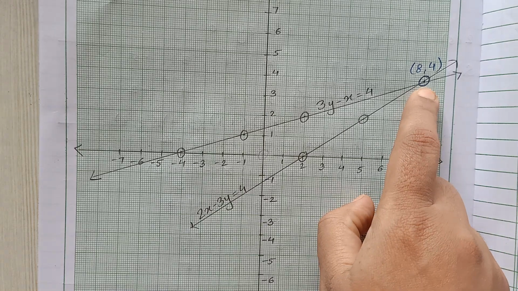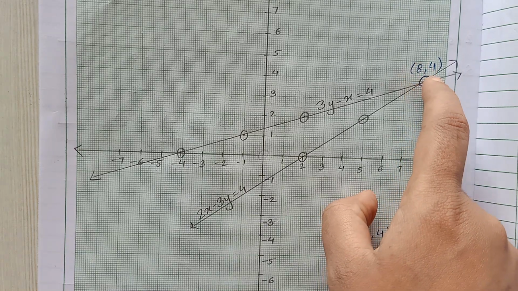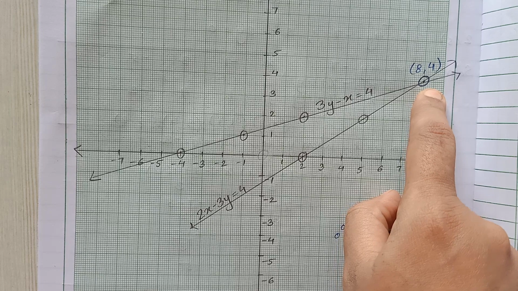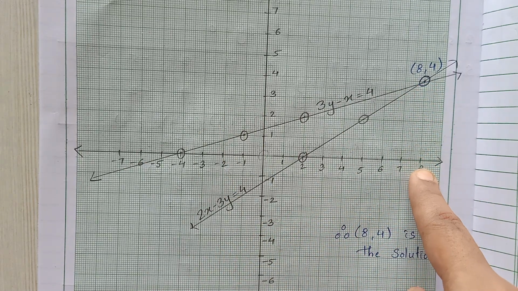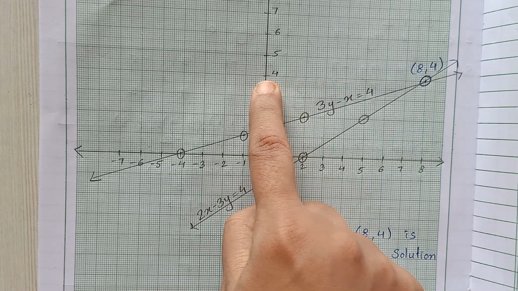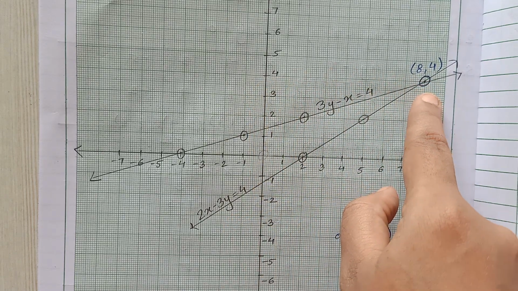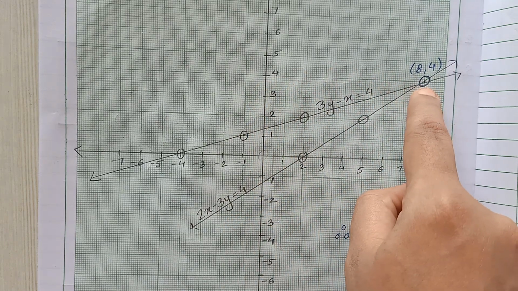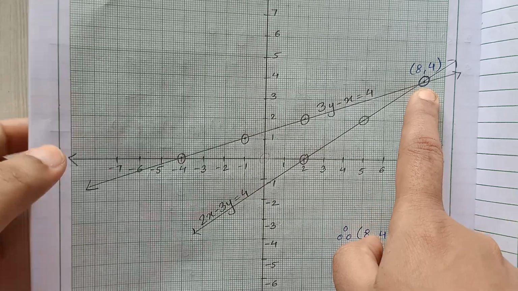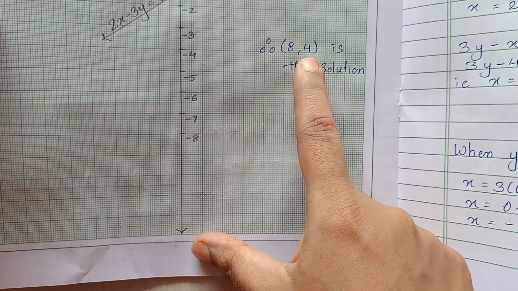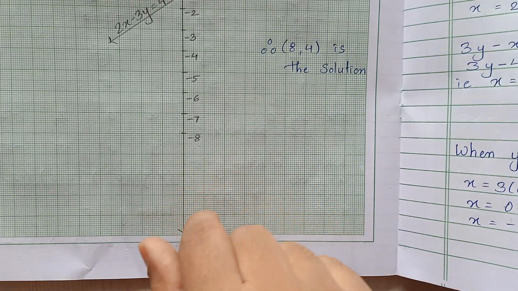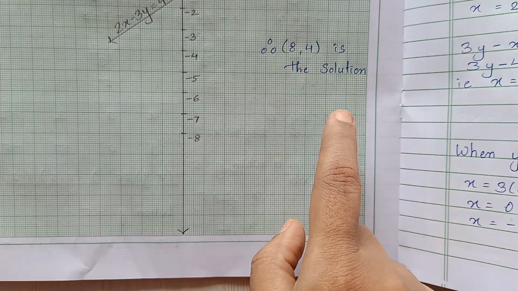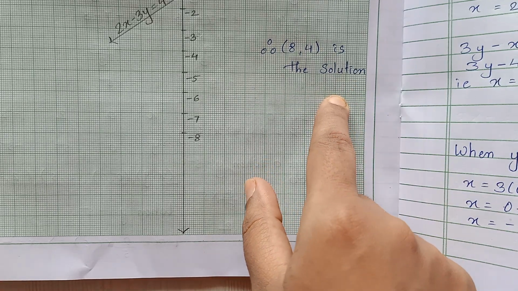And the point where they intersect, this point, see I have marked with the pen, this point is where they intersect. If you check the coordinates, the x coordinate is 8 and the y coordinate is 4. So the point of intersection is the solution. So the final answer we write is 8 comma 4 is the solution. Is it clear? This final answer is very essential, children.